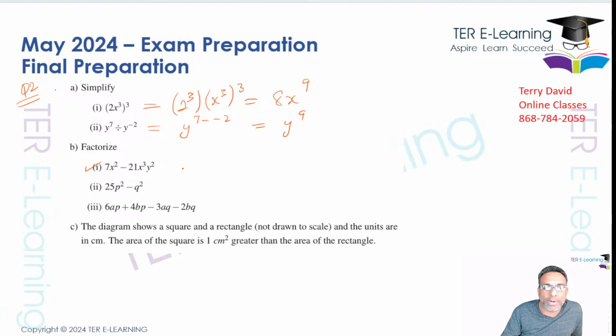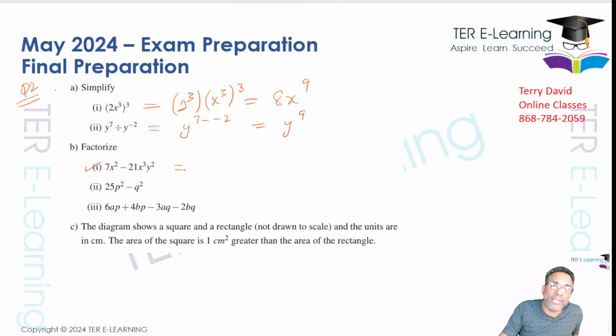For B part 1 here, we want to factorize. So I have 7x squared minus 21x cubed y squared. Just by looking at it, you should be able to recognize that we're going to use the HCF method here. There are 4 different types of factorizing that CSEC can give us: the HCF method, factorizing by grouping, difference of 2 squares, and a quadratic. Those are the 4 that it could give you in the exam.